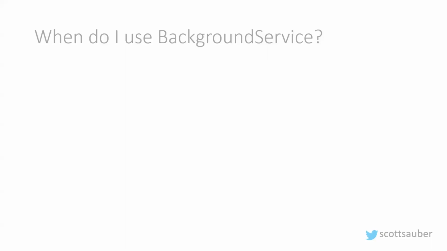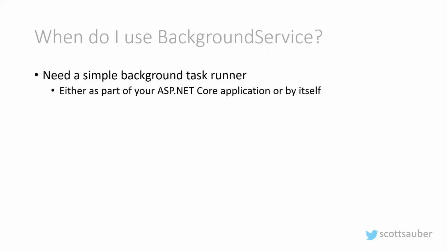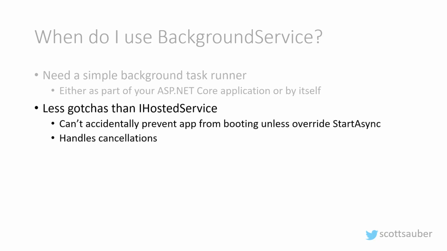So when do we use background services? If you need some sort of simple background task runner, either as part of your ASP.NET Core application or by itself, you might want to co-locate this with an existing API or application, or you can move it out by itself too. That would be a good example of when to use BackgroundService. As you saw earlier, it's got way fewer gotchas than IHostedService. You can't accidentally prevent your application from booting unless you override StartAsync, at which point you've kind of exited the safe zone, and whatever happens, you've assumed that risk.